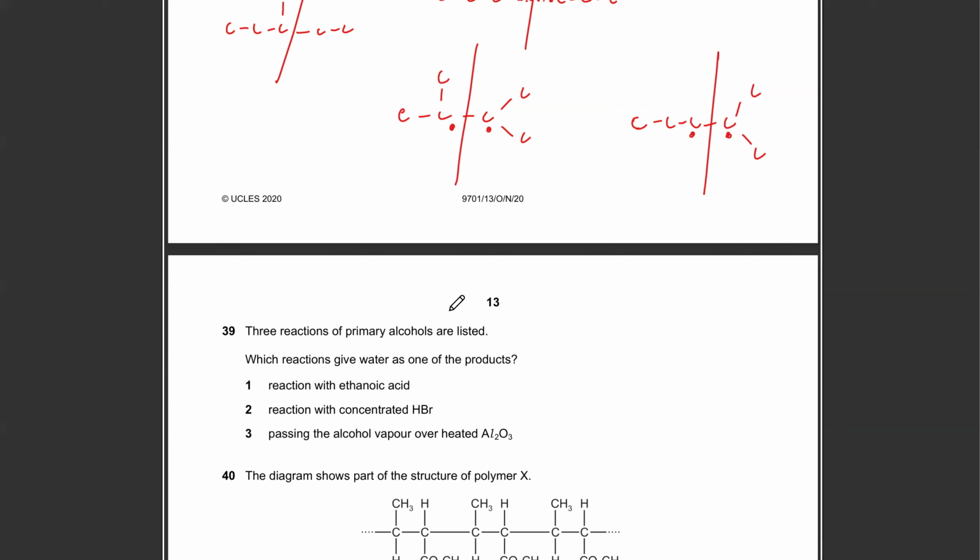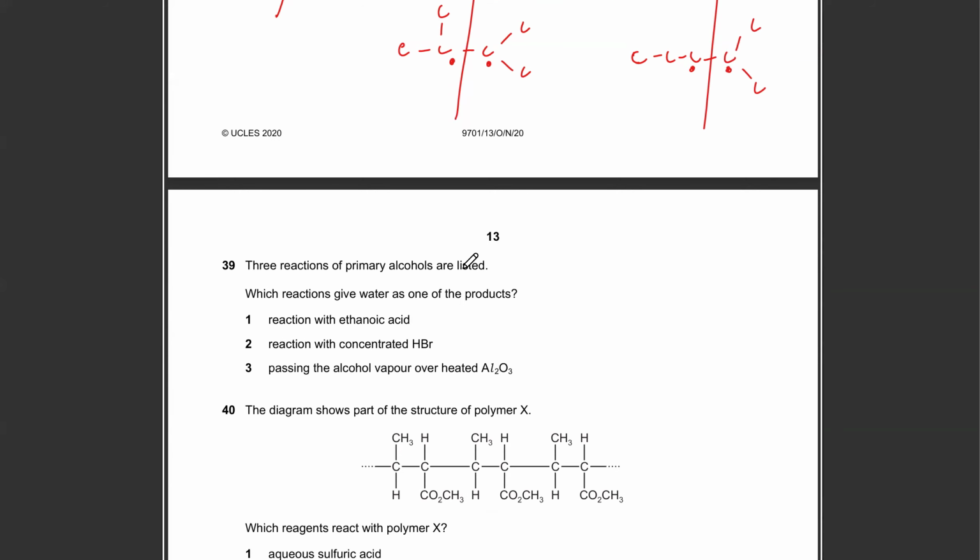So the last few questions: the reactions of primary alcohols are listed. Which one would give water as the product? First one, yes. Second one as well. All of them. Yeah, that's acid. Yeah, that's ester. Yeah, that's water. All of them produce water.